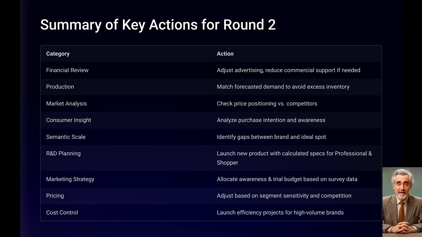Example summary of key actions for round 2. Category action: financial review, adjust advertising, reduce commercial support if needed, production match forecasted demand to avoid excess inventory, market analysis, check price positioning versus competitors, consumer insight, analyze purchase intention and awareness, semantic scale, identify gaps between brand and ideal spot, R&D.